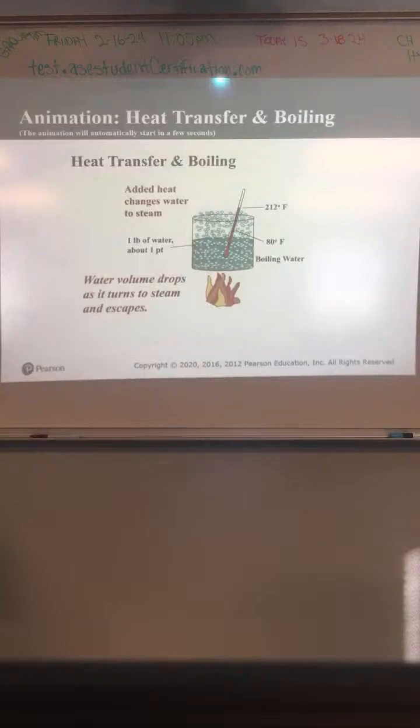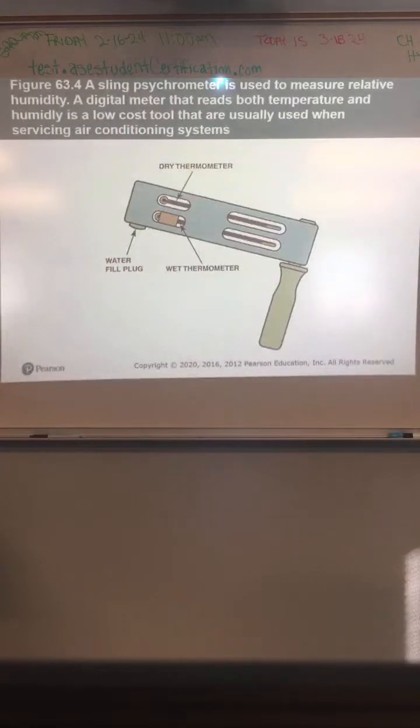Obviously, water volume reduces as it boils, turns to steam. And if you keep boiling a pan of water on the stove, pretty soon there'll be no water left. And you just burn the pan up, right? You ever done that while you were cooking? Ever forgot about something on the stove? Yeah, yeah.